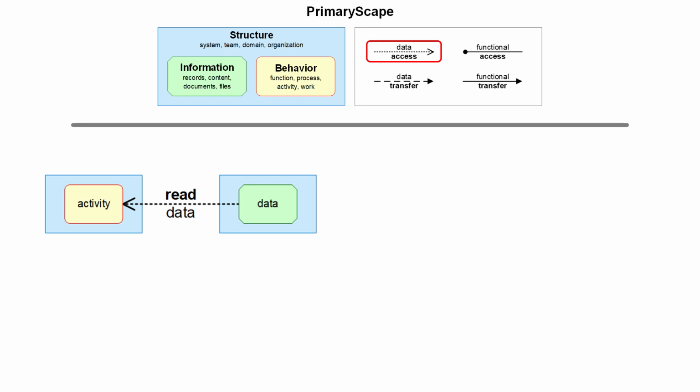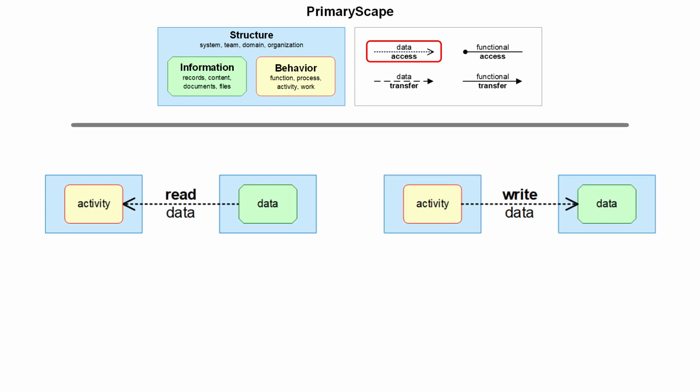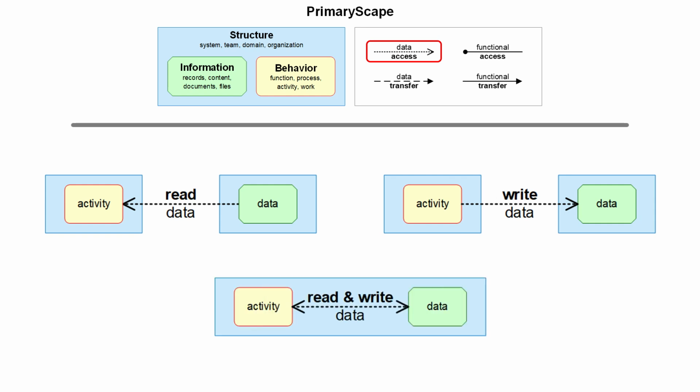When a function reads information, then the arrow points from the information to the function. When the function writes information, then the arrow points to the information. You can also use arrows in both directions to represent that both reading and writing happens.